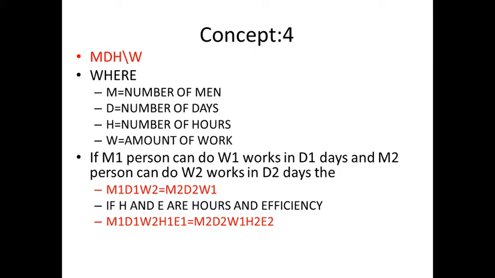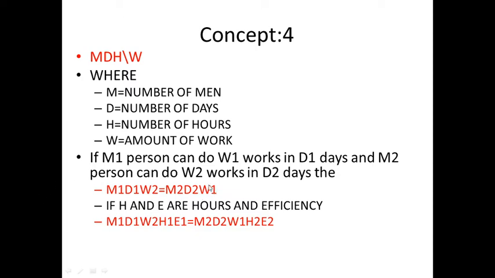If you have a question like this: if M1 persons can do W1 work in D1 days, and M2 persons can do W2 work in D2 days. If you have the values for M1, W1, D1, M2 and W2, but the D2 value is not there, then how will you find it? You can directly use this formula: M1 D1 W2 is equal to M2 D2 W1. Can you see this W is aligned with the opposite side, like M1 D1 means W2, M2 D2 means W1.